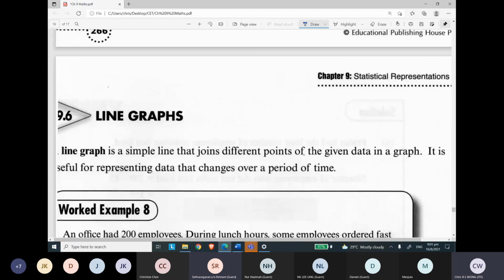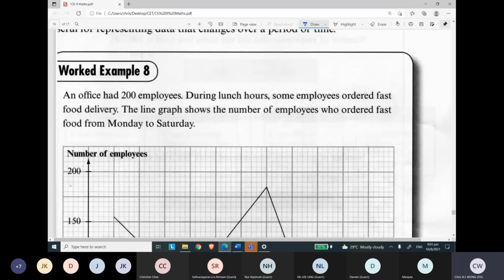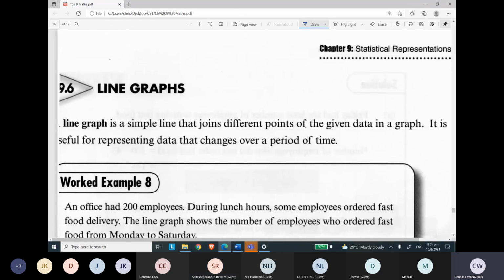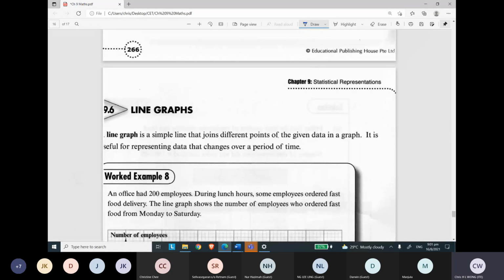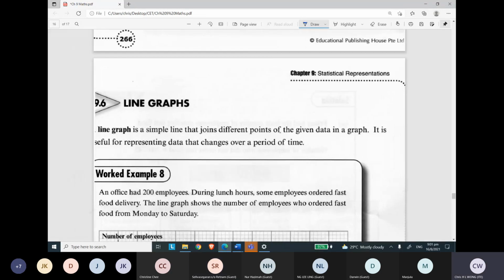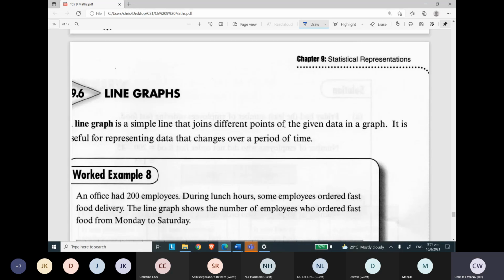Okay. The last one I think is a line graph. What is a line graph for? A line graph is a simple line that joins different points given data in the graph. It is useful for representing data that changes over a period of time. Normally, a line graph is for time.